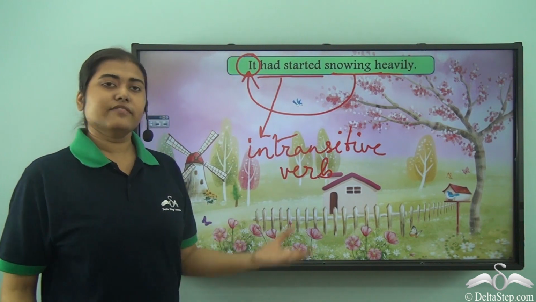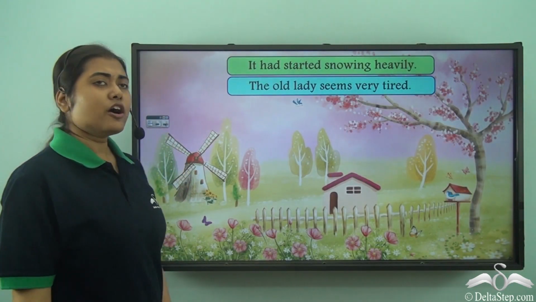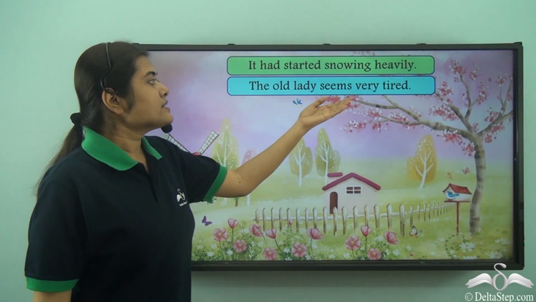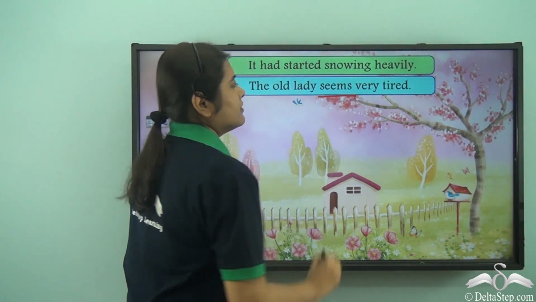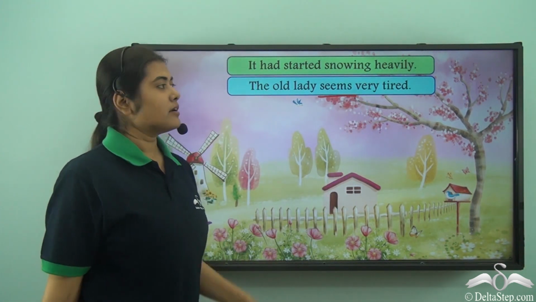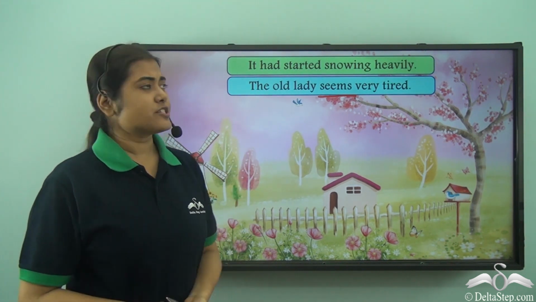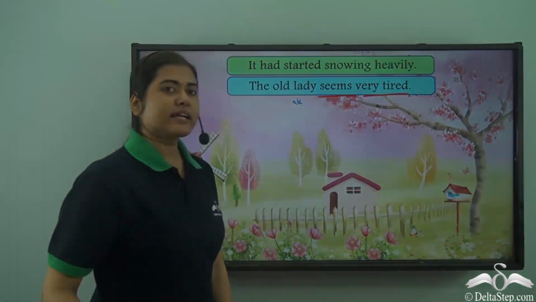So an intransitive verb never takes an object. Now if you look at a sentence like this, the old lady seems very tired. Here the verb is seems. Again, you might have this misconception that if I ask the question, the lady seems what? Then very tired is my answer.